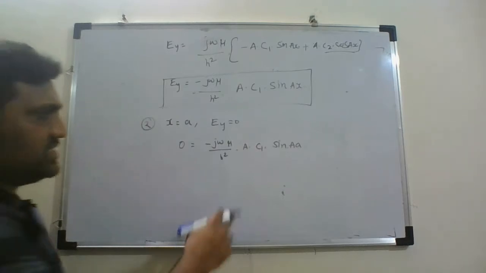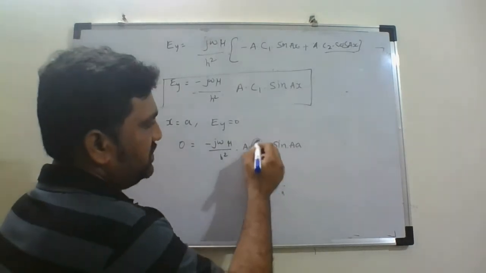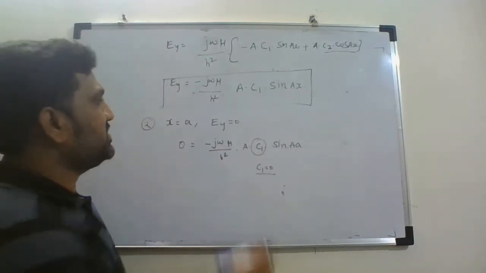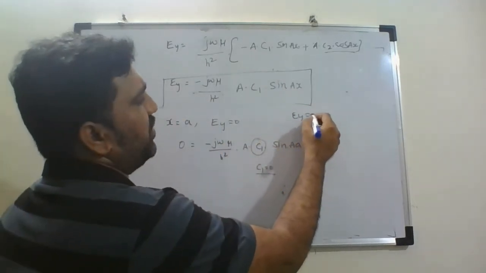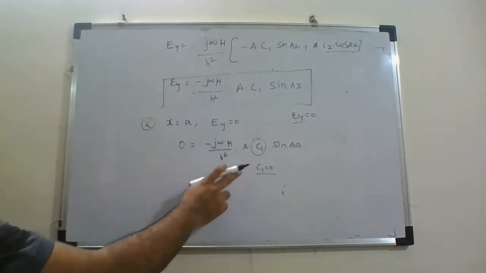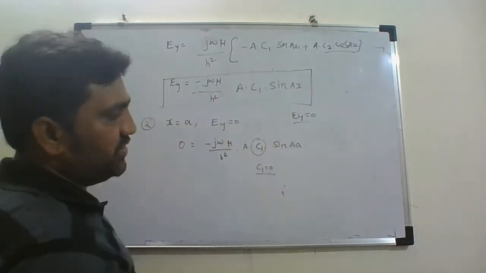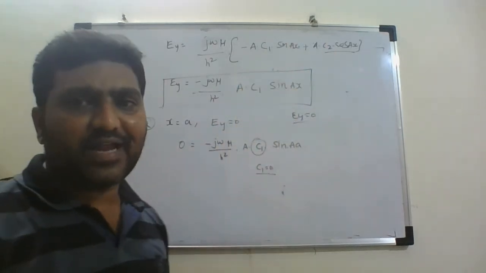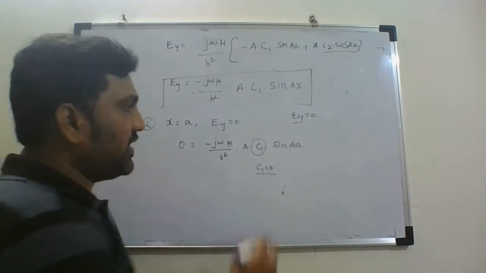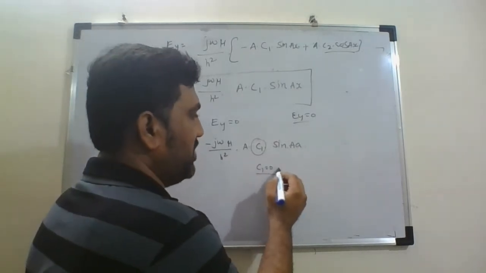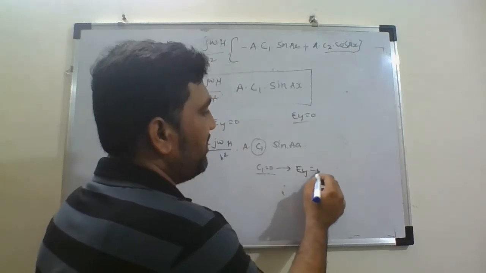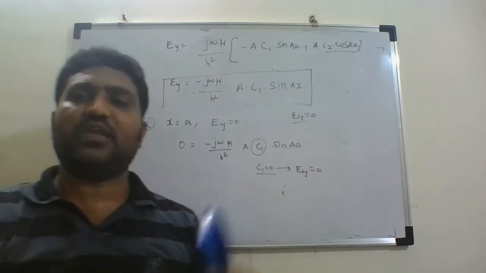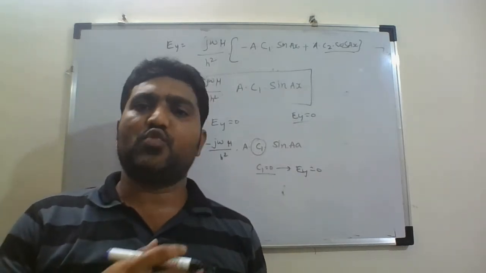In this, if I write C1 is equal to 0, the entire term will go to 0. That means Ey will be 0, which cannot happen. If I take C1 equal to 0, the entire expression becomes 0 and we will not have anything left over. So we cannot have C1 equal to 0. That general solution itself becomes Ey equal to 0, so there is no possibility.